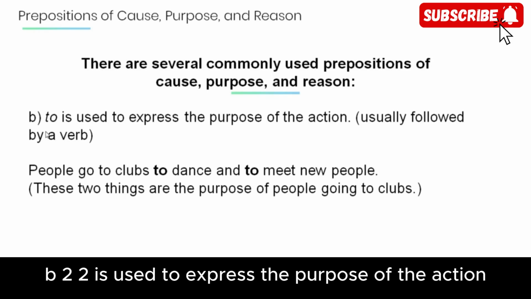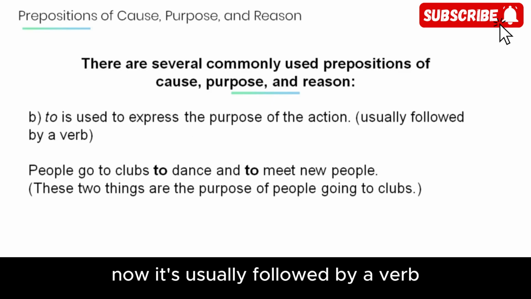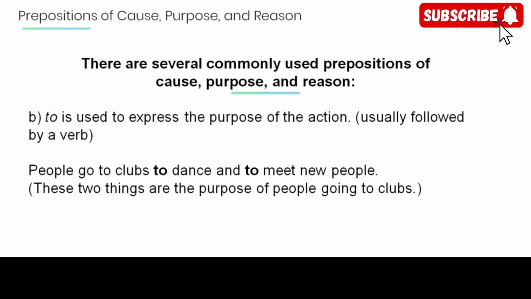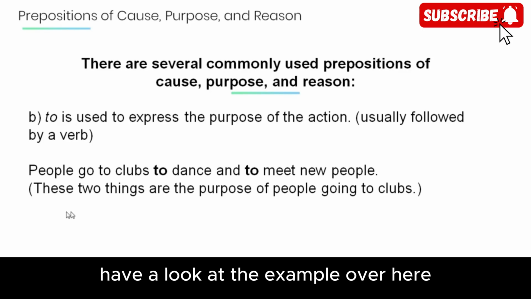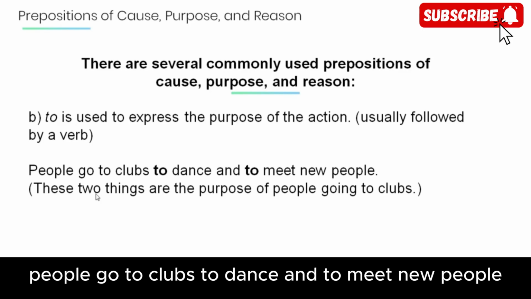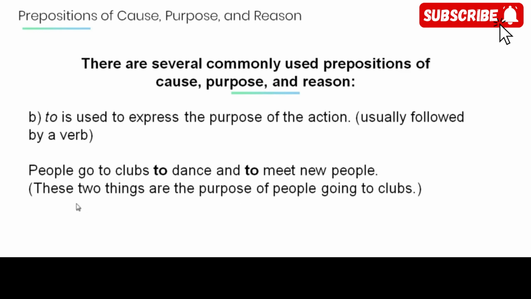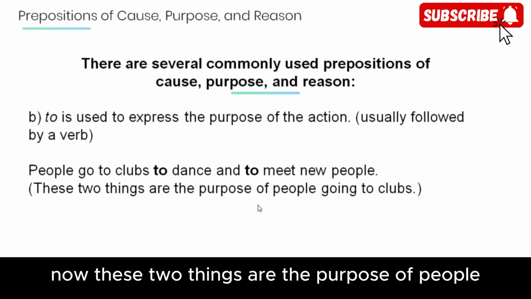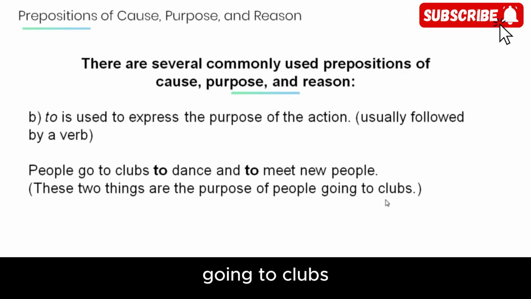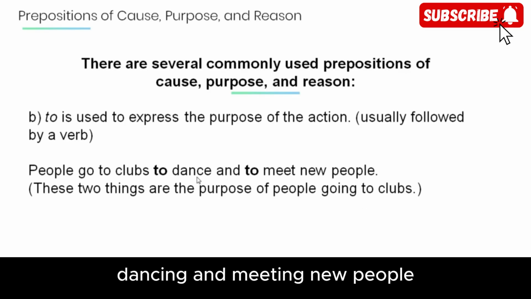B. To. To is used to express the purpose of the action. Now it's usually followed by a verb. Have a look at the example over here. People go to clubs to dance and to meet new people. Now these two things are the purpose of people going to clubs, dancing and meeting new people.